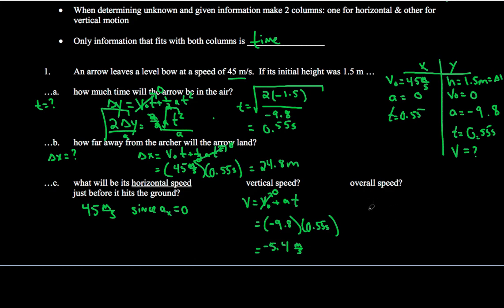So now if I want to figure out its overall speed, it is going 45 meters per second this way. This is our good old vector addition, and it's going 5.4 meters per second in this direction. So its overall speed is going to be the hypotenuse of that triangle. So I'm going to have to do a squared plus b squared equals c squared. And when I work that out, I got 45.3 meters per second.